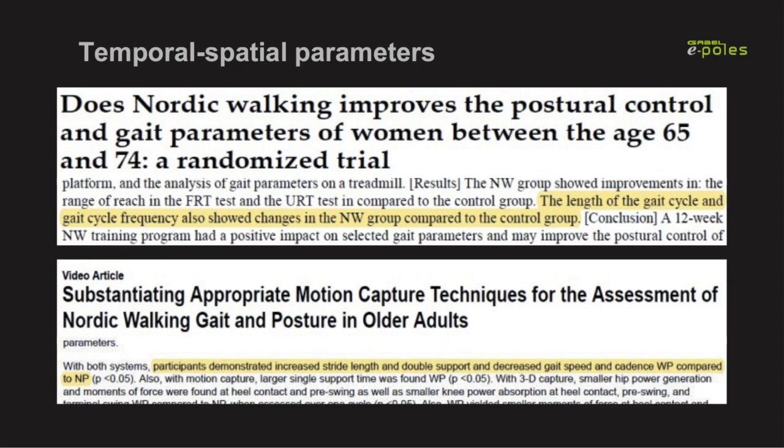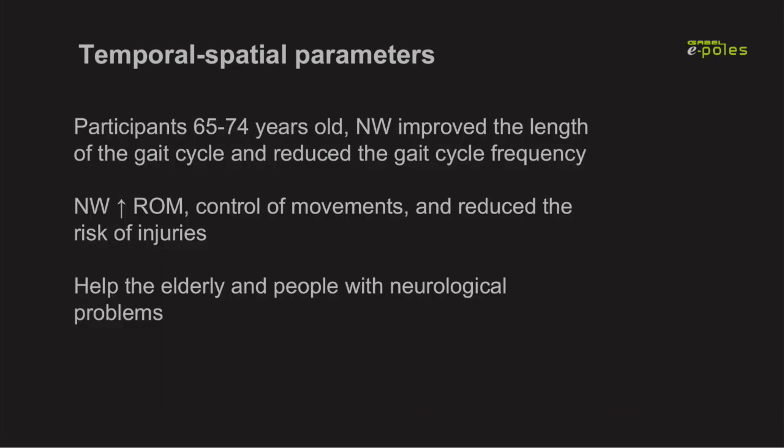Studies on the temporospatial parameters were held in a group of elderly people, with an age range from 65 to 74 years old. Through the video analysis, the study proved that participants improved the length of the gait cycle and reduced the gait cycle frequency. It shows the sessions improved range of motion, and consequently reduced the risk of injuries. It's an activity that is good for elderly people and for people suffering neurological problems as well.